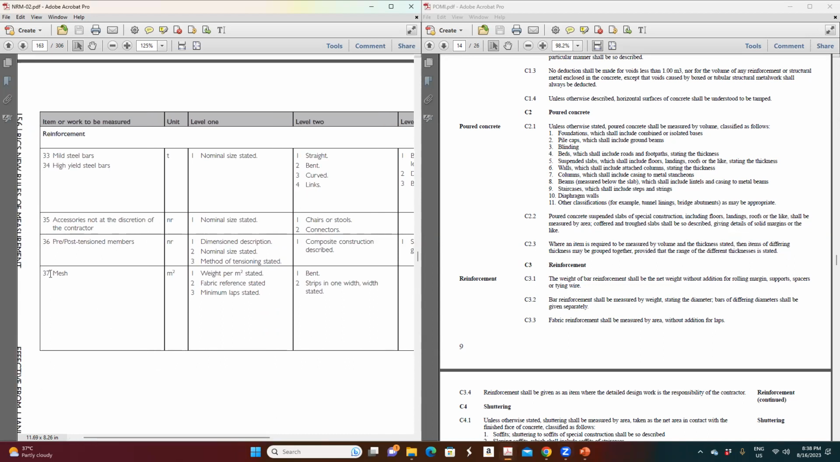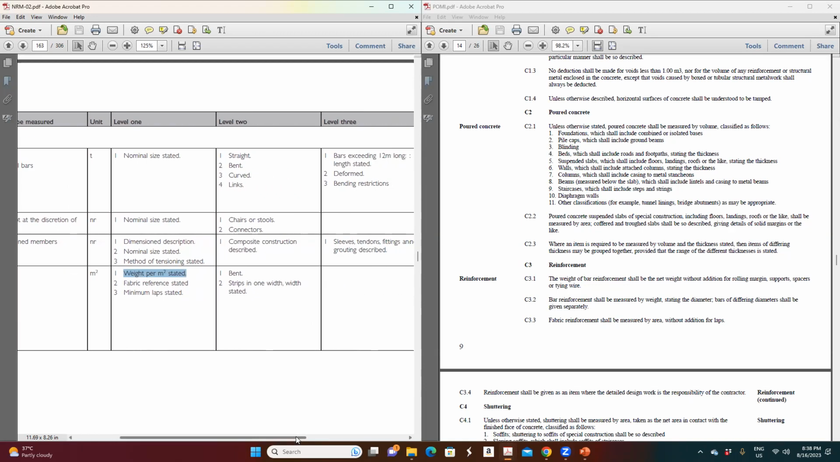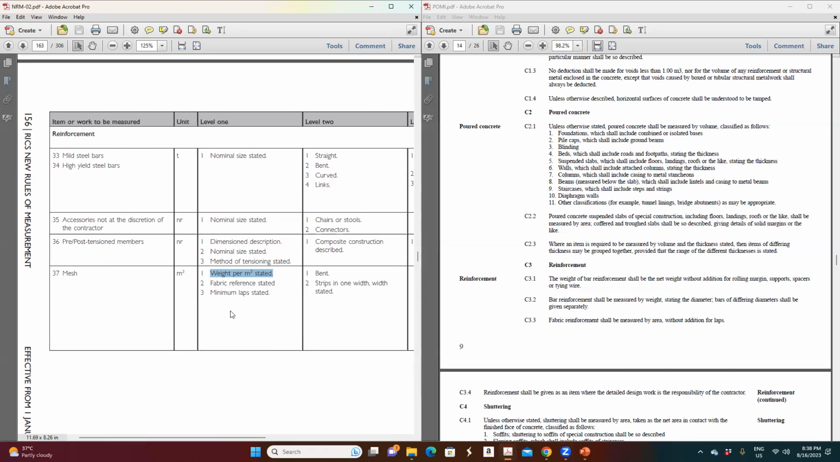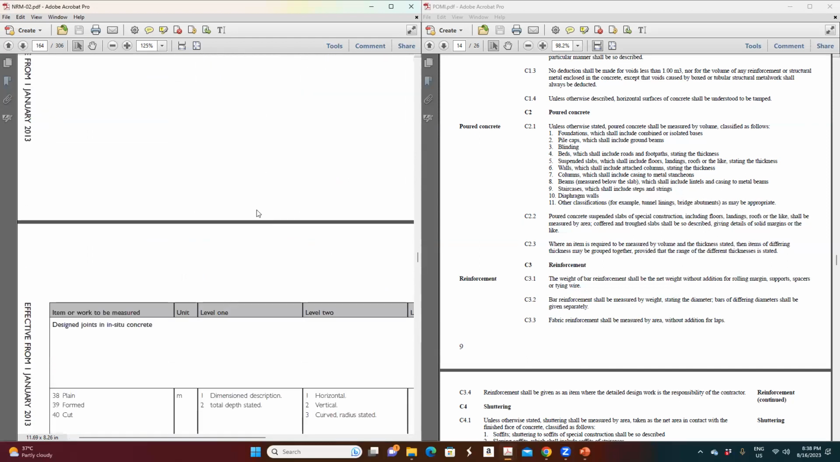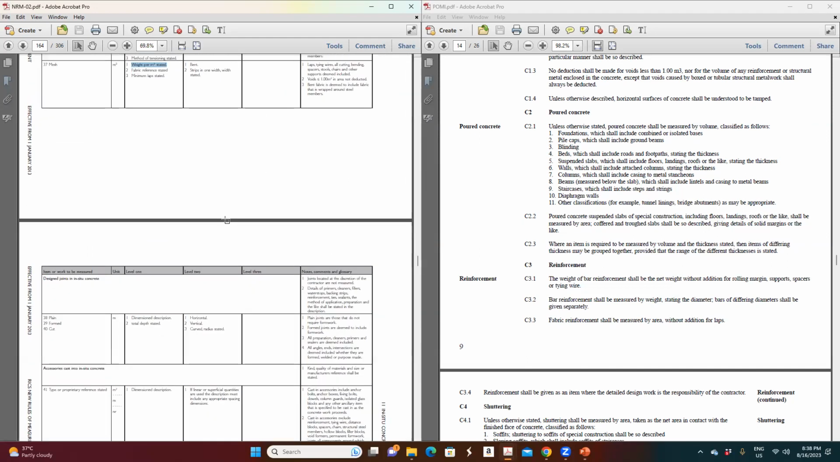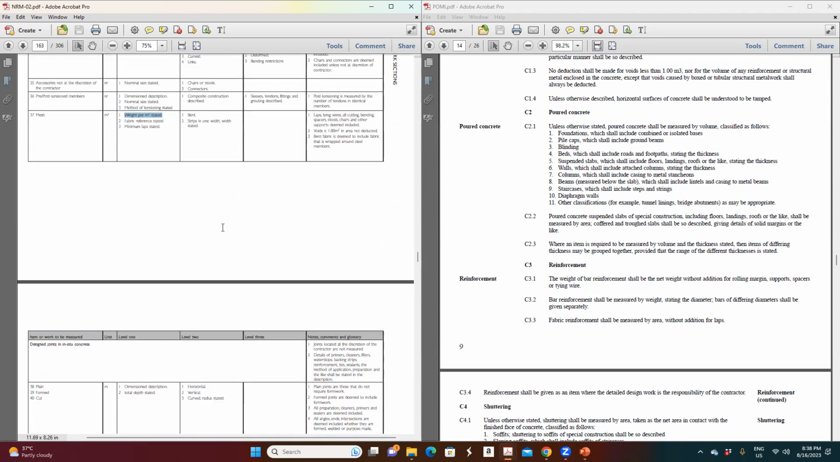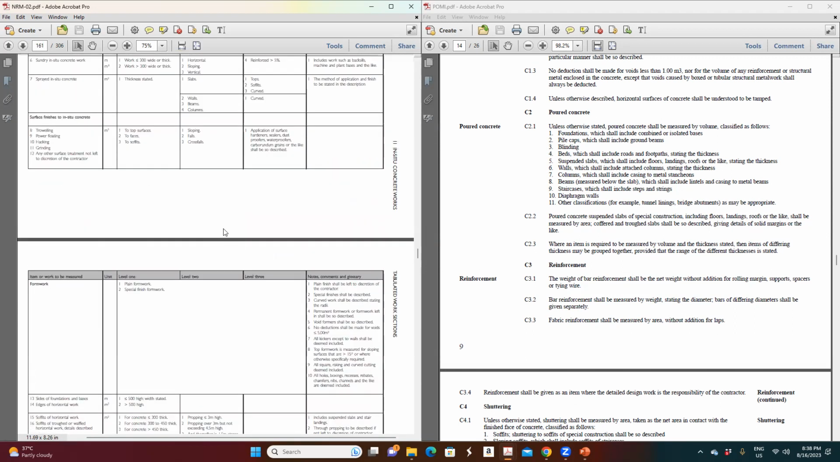Similarly, we see the reinforcement mesh is in square meter. You have to mention in the BOQ description the weight per square meter of this reinforcement mesh, because the structural design guys need to know this information to consider the live load of the building. So that is important. Then this is about the concrete and reinforcement.